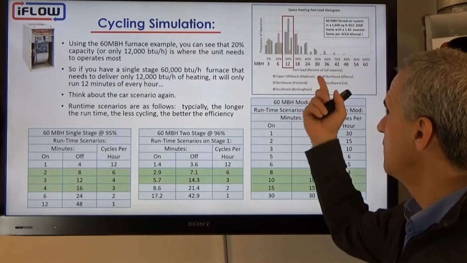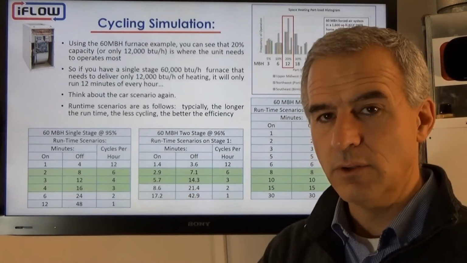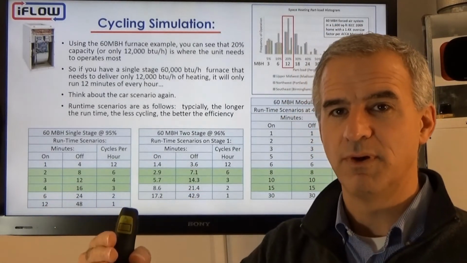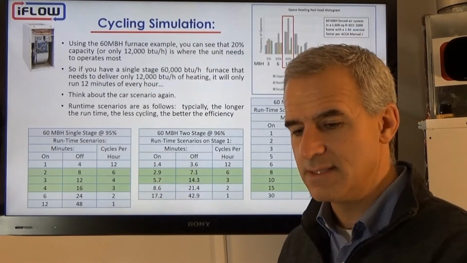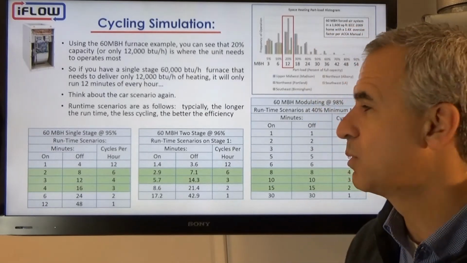But the key is here in this distribution. So we want to match not only the maximum input, but the minimum input for your home, and match the appliance that best meets those 2 criteria, and that will be the best performing solution.